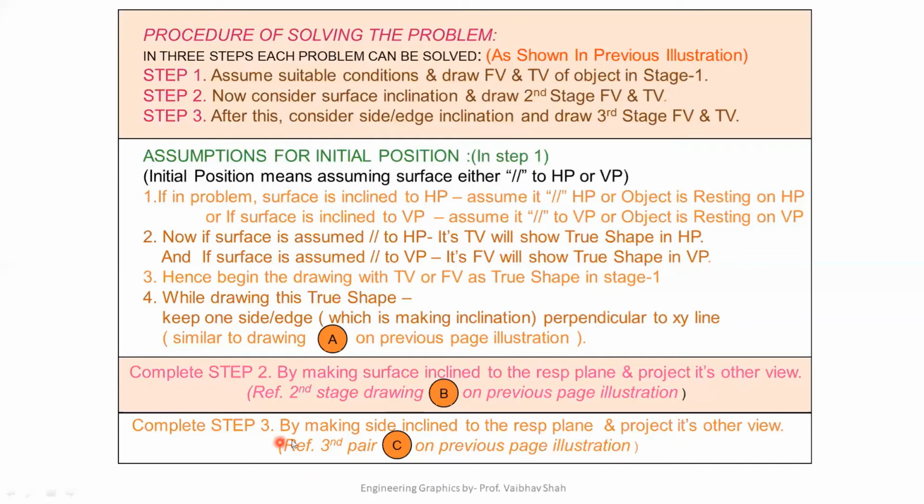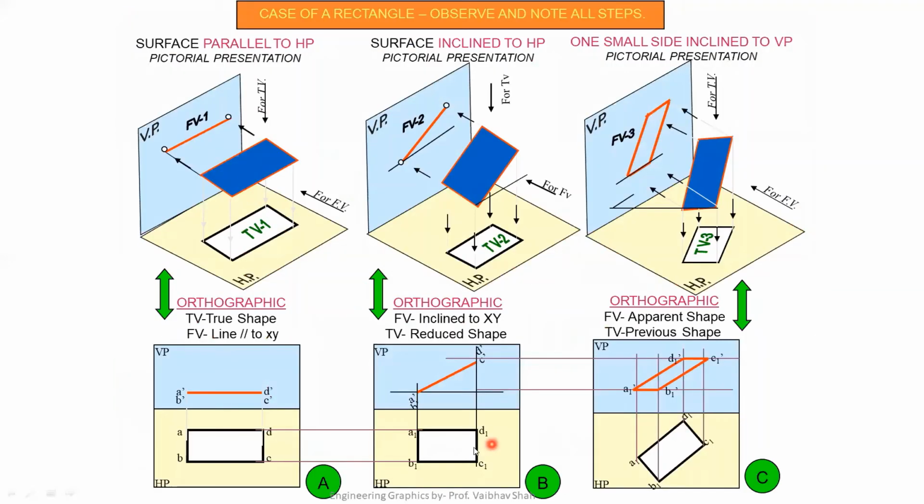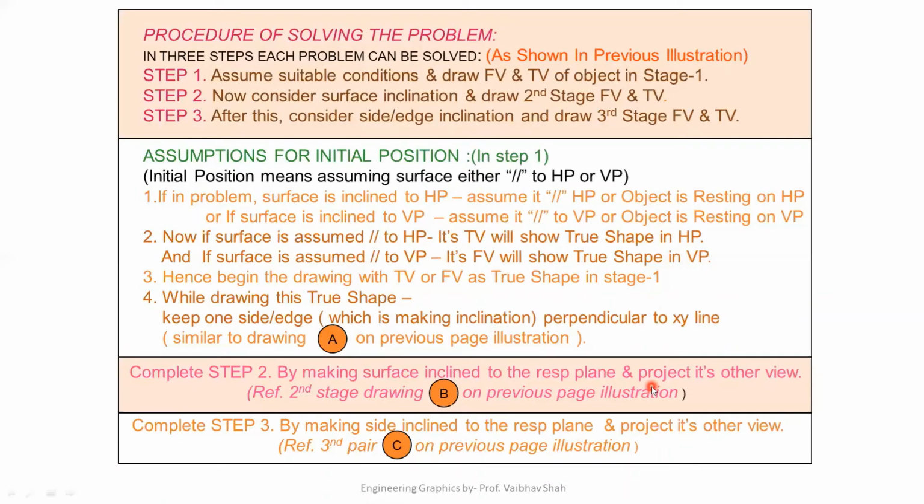Now complete step 3 by making the side inclined to the respective plane and project its other view. It is nothing but we will be redrawing this figure at any given angle with respect to VP. Here it said that one small side is inclined to VP. So we have selected this small side which is made inclined to VP and we have redrawn this image. After drawing this image, we'll be drawing a vertical line from each and every point and a horizontal line from your inclined surface to get our final object, or final front view, in the third stage. So this is nothing but the procedure of solving any projection of plane problem.